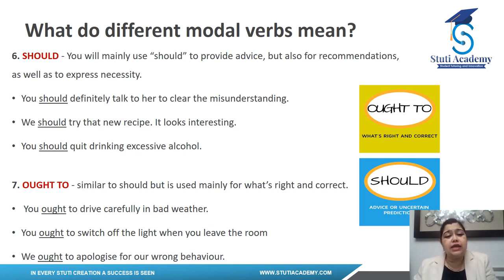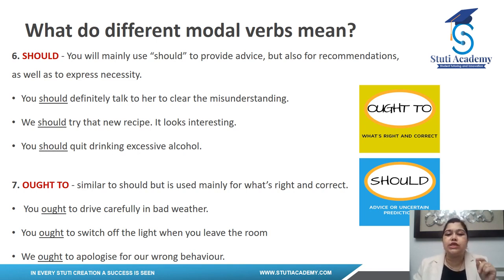You should try that new recipe. So here I'm clearly recommending. It looks interesting. So look at this should. The right placement of words will change or modify the meaning of the sentence altogether. English is a wonderful language. Now let's go ahead. Last should.